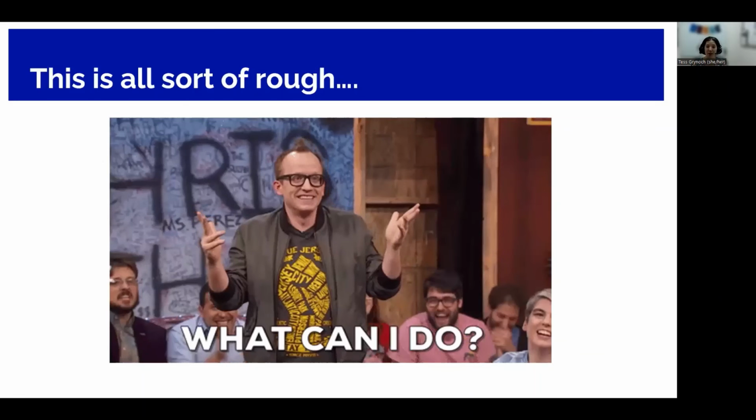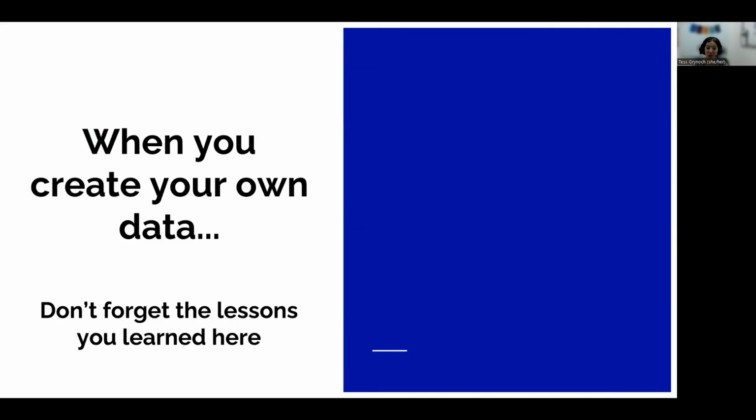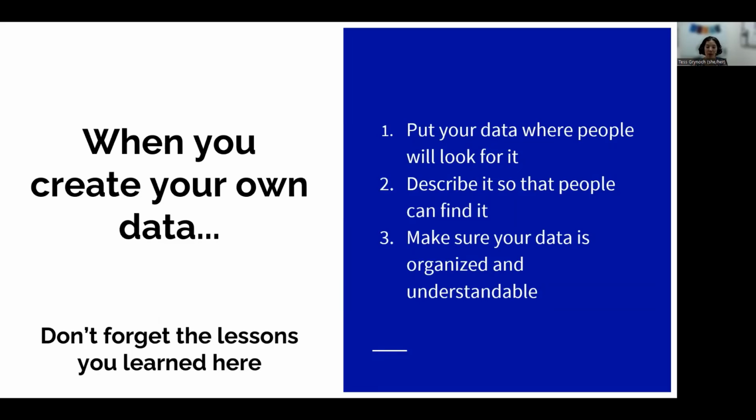These strategies are all sort of rough guidelines of what you can do. But when you create your own data, don't forget the lessons that you learned here. Put your data where people will look for it and describe it so that people can find it, and make sure your data is organized and understandable. And these tips don't just go for if you're wanting to share your data publicly, but also if you're just sharing it with another person or with your lab.